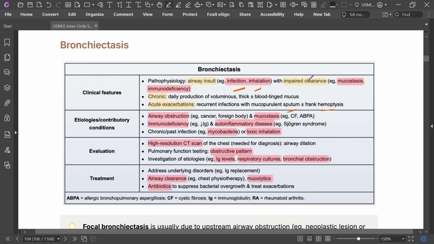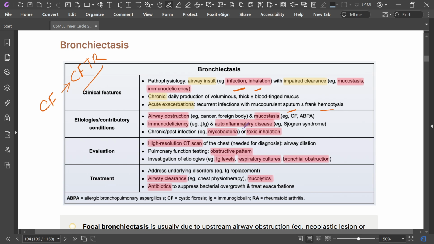Its etiology or contributing conditions include airway obstruction, which may be due to cancer or foreign body, and mucostasis, which may be due to cystic fibrosis or allergic bronchopulmonary aspergillosis. In cystic fibrosis, can you tell me which gene is problematic? The CFTR gene is mutated in cystic fibrosis. Okay. Chronic or past infection like Mycobacterium tuberculosis or toxic inhalation can cause bronchiectasis.